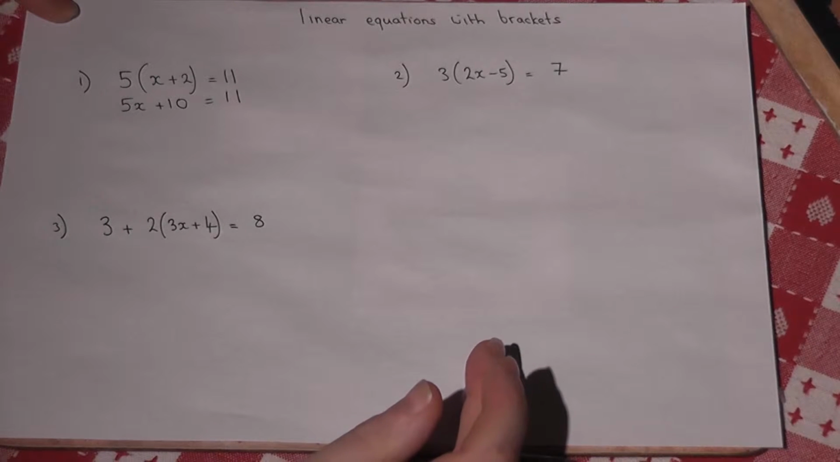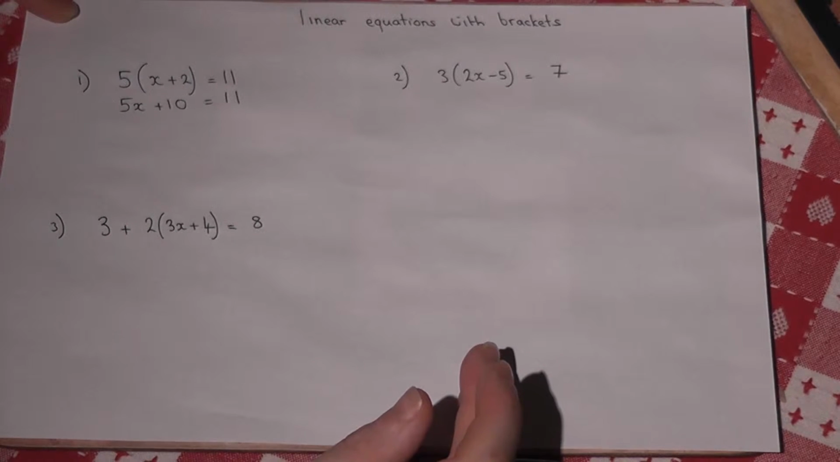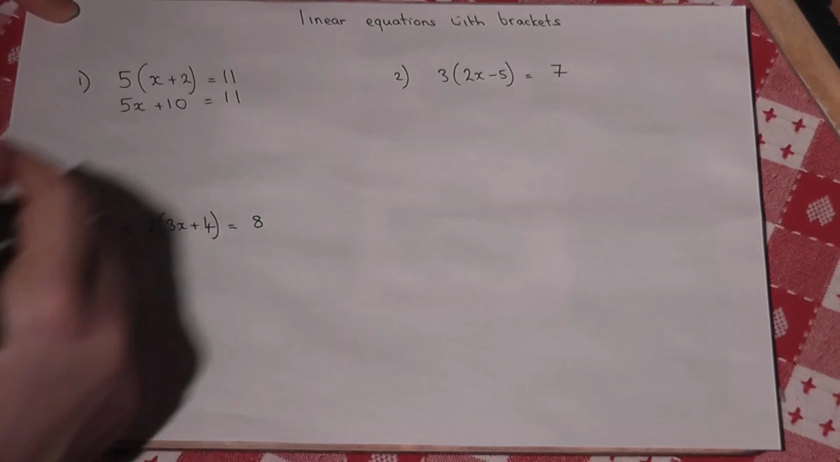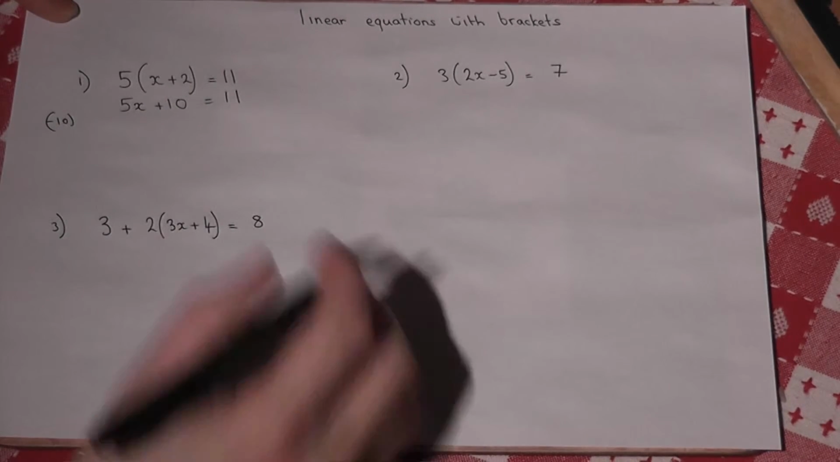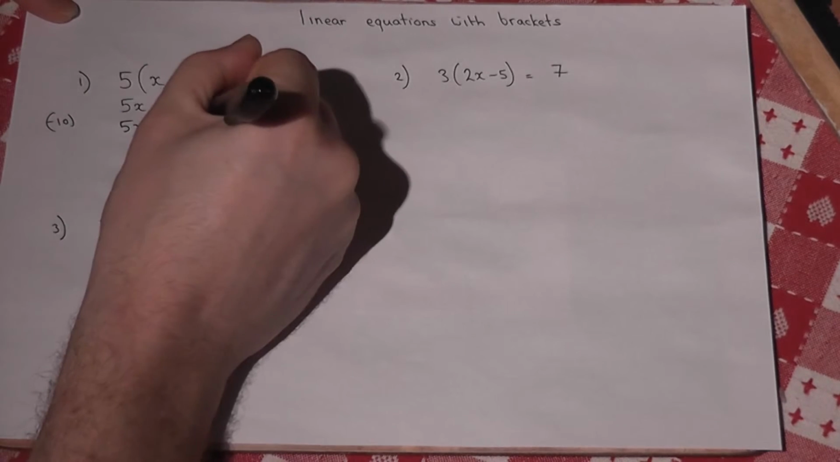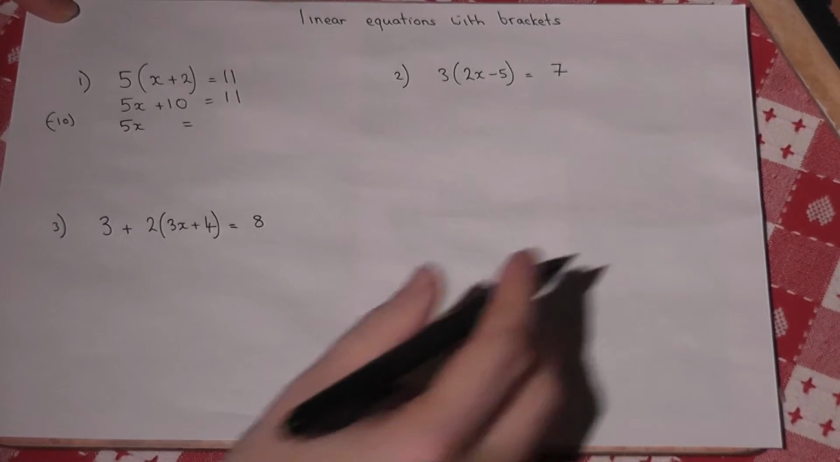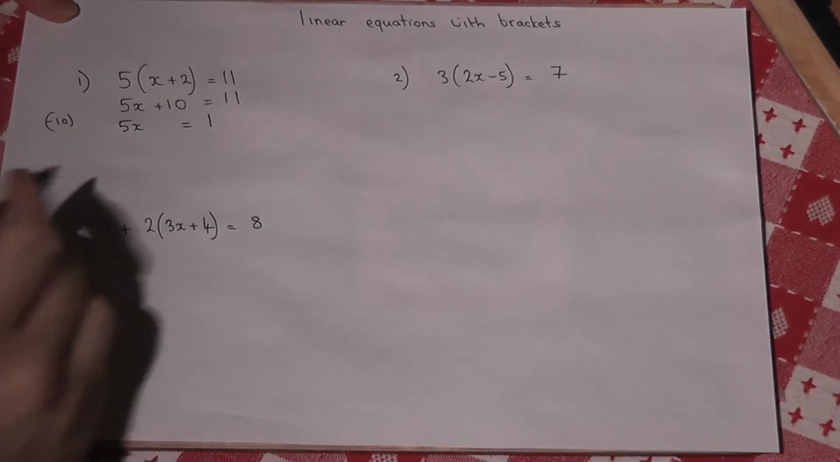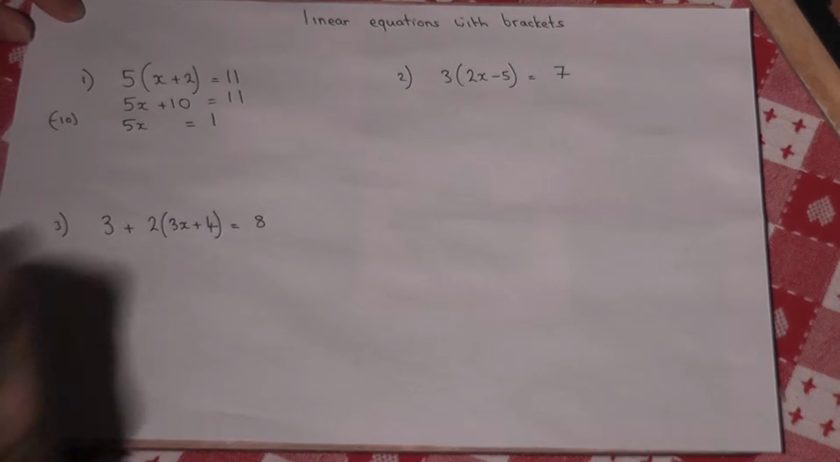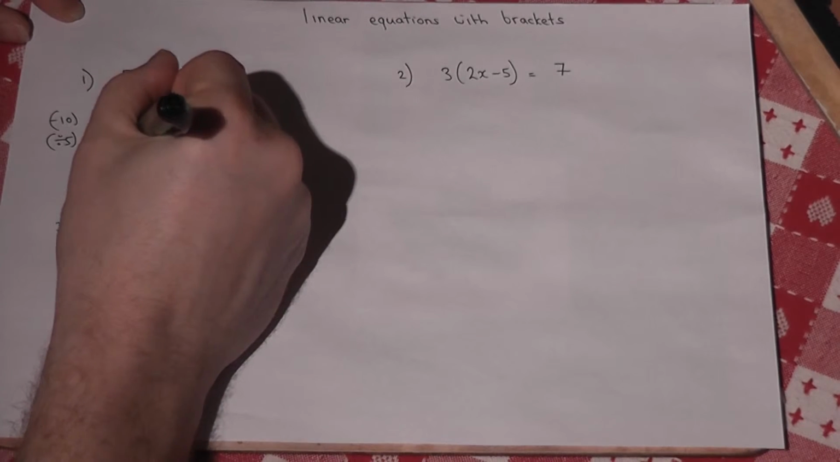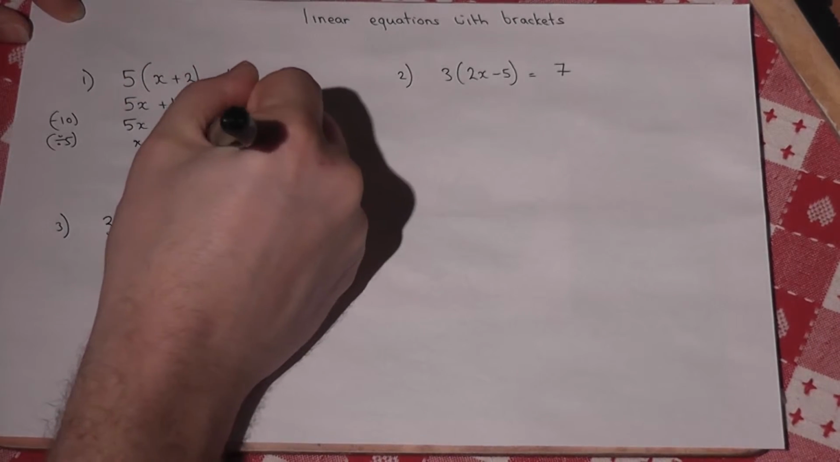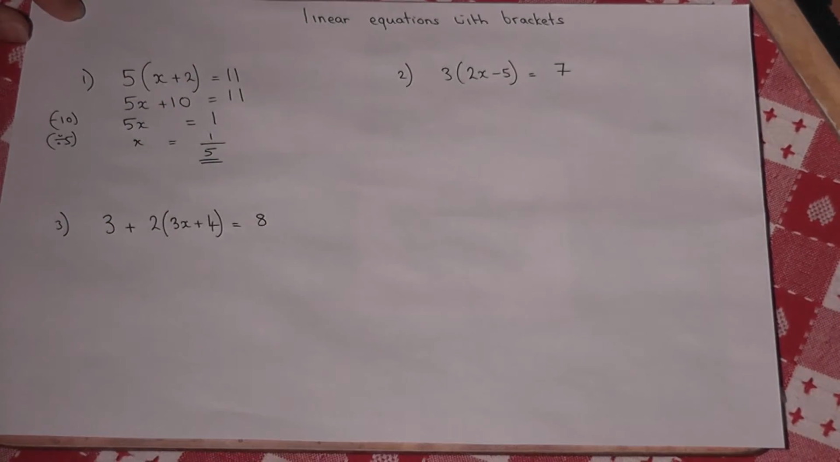We then use our normal equation solving techniques to get x equals. So I first of all take away that 10 to cancel it out. So 5x will equal 11 take away 10, which is 1. And then divide by 5. So x will equal 1 divided by 5, or 1/5, a fraction.